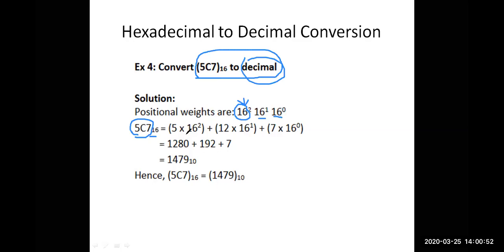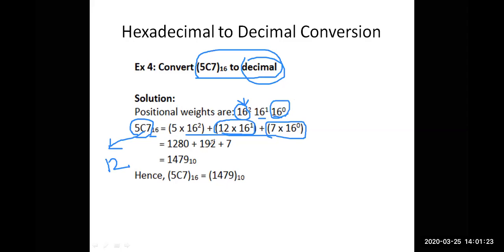So for that, there is a sum of multiplications, that is addition of multiplications. We just multiply each digit by its positional weight. So 7 is multiplied by 16 raised to 0, because this is the first digit to the left of the point. So 7 multiplied by 16 raised to 0 is there. Then we have 12 multiplied by 16 raised to 1. Now why 12? Because the C is represented as 12 in decimal.